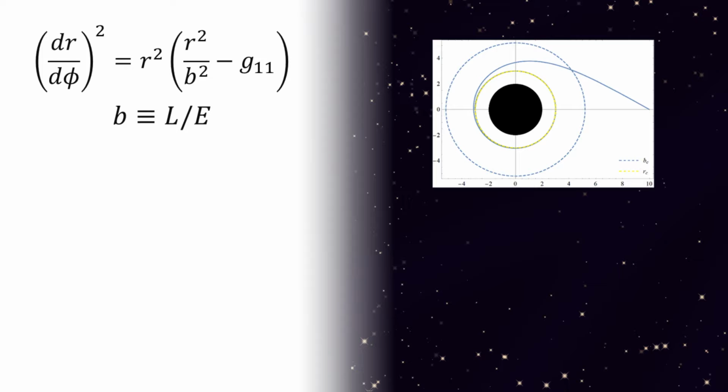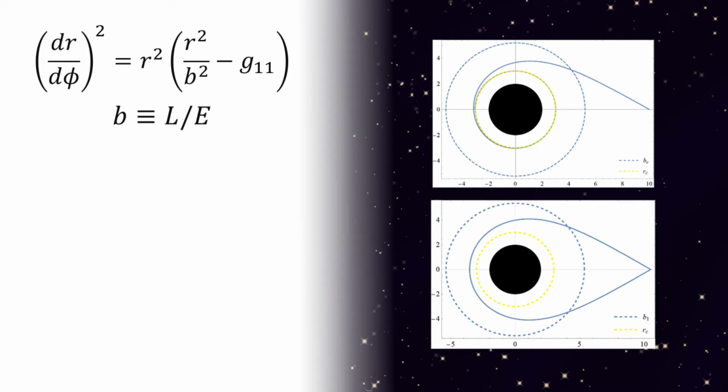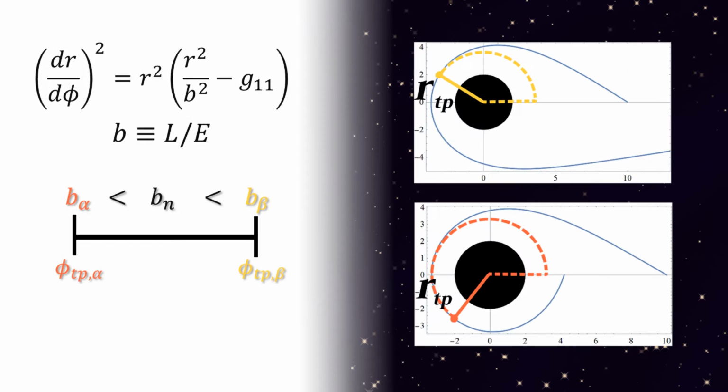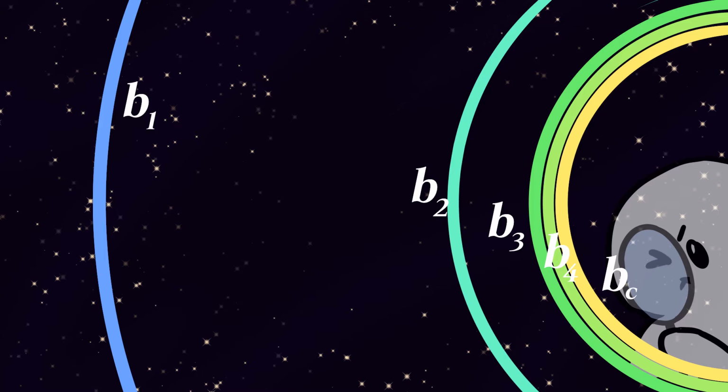Photons with the critical impact parameter get captured in the photon circle, and photons with B_n complete n revolutions around the black hole before coming back. We inspect the turning points of impact parameters greater than and less than B_n. Finding the impact parameters of boomerangs is like an eigenvalue problem that can be solved with a bisection method. I shall refer to the discrete set of impact parameters as the spectrum.